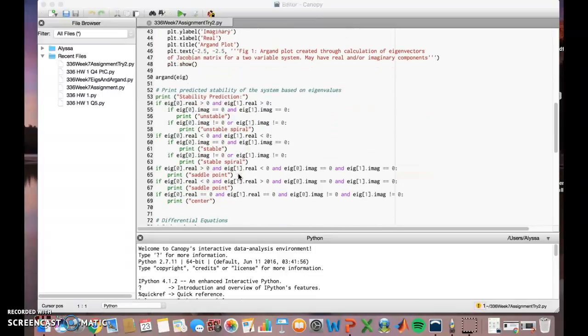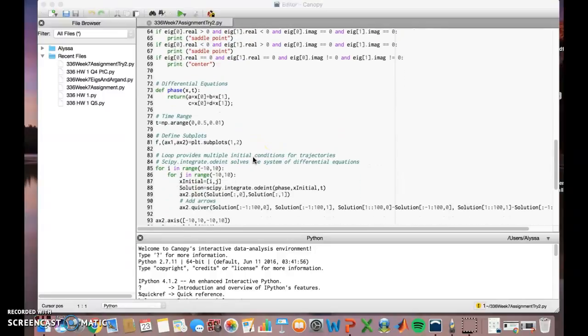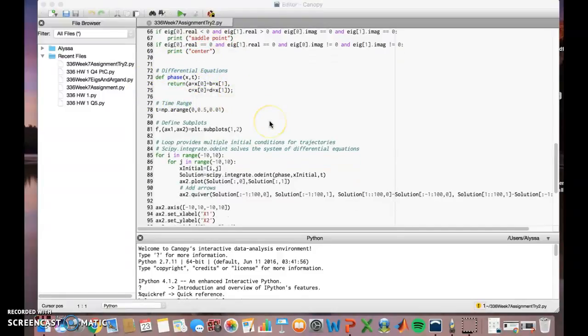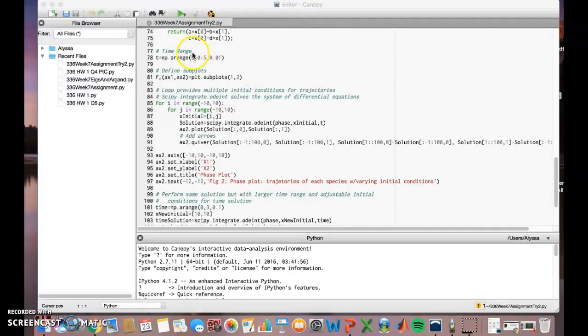The next thing we're going to do is take those eigenvalues, and I showed you that table before, to determine the stability. So this is just a bunch of if statements that will report out to the user if it's unstable, stable, what type of phase plot we're going to get. This is where those values they entered will come into this matrix. So we're just creating a matrix here of the differential equations. And then we're going to give it a time range.